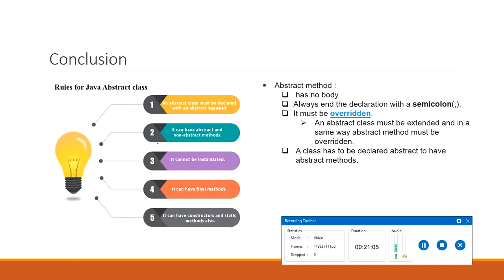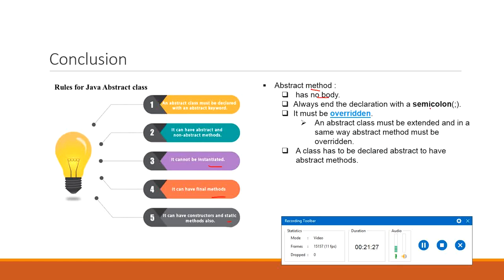So conclusion is, abstract class must be declared with abstract keyword. It can have abstract and non-abstract methods. It cannot be instantiated. It can have final methods. It can have constructors. It can have static methods. It can have variables.